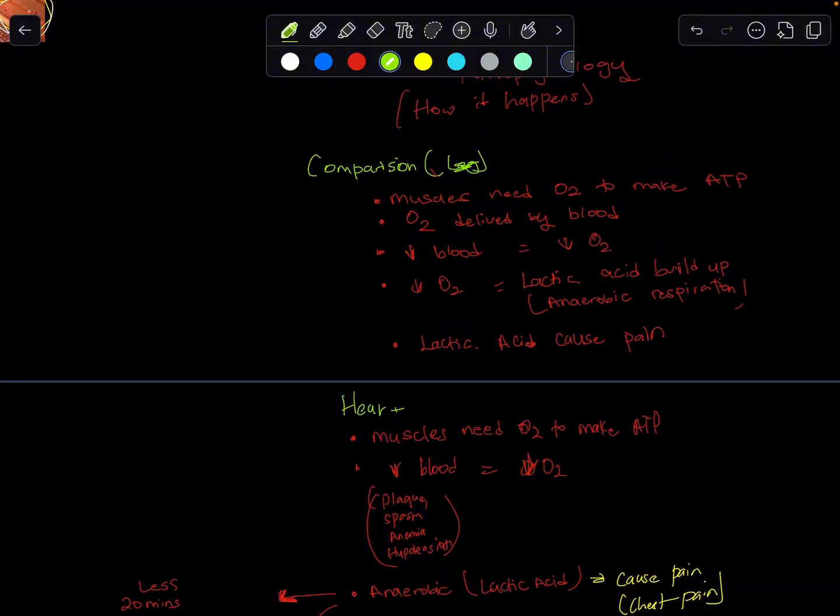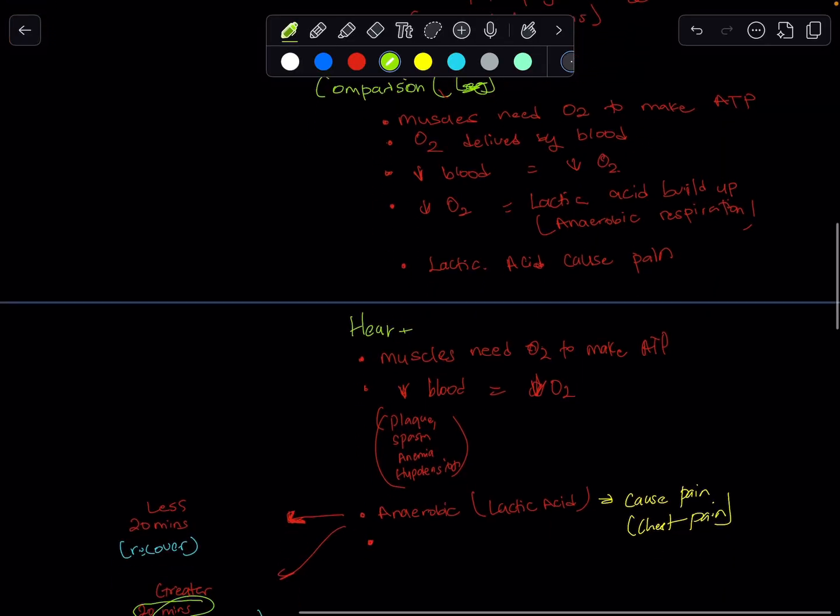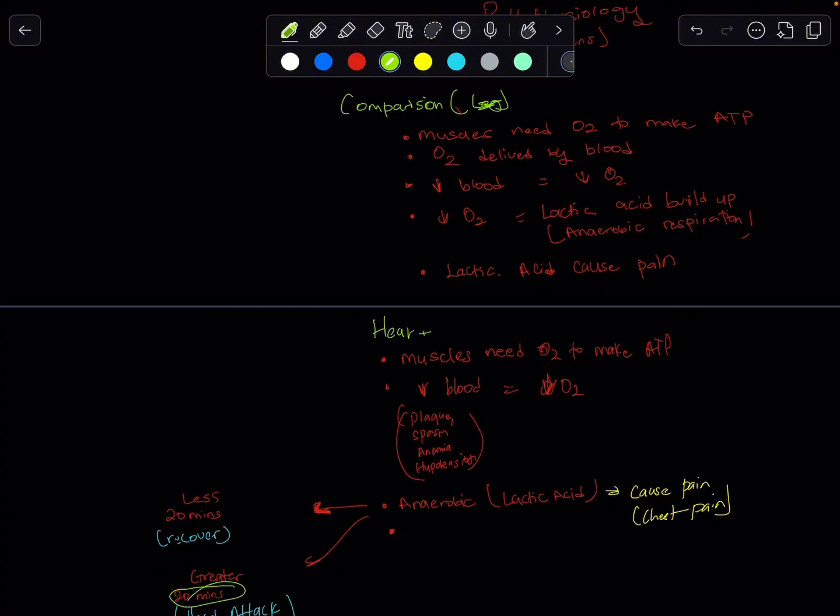So muscles need oxygen to make energy. We know what delivers oxygen: blood. And if there's less blood, then there's less oxygen. And if there's less oxygen, then lactic acid builds up, and then lactic acid causes pain, but the pain isn't relevant here. The thing is how long we're using lactic acid for. If it's greater than 20 minutes, we can't recover, but we need it to be less than 20 minutes to recover. That's basically the pathophysiology.